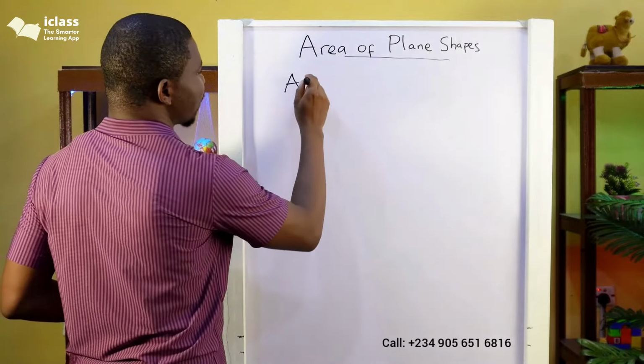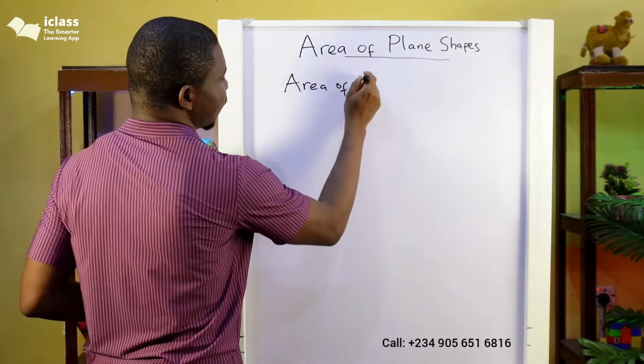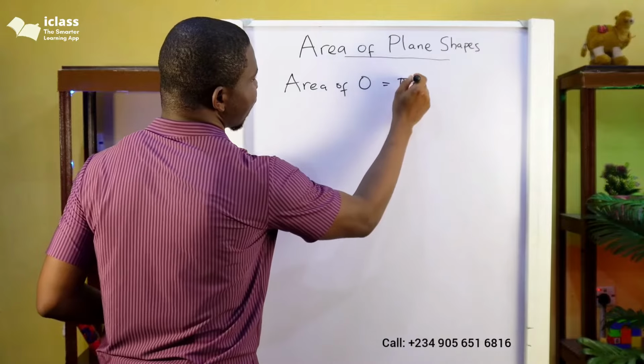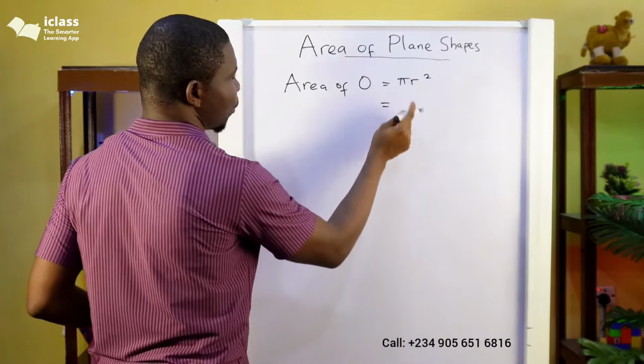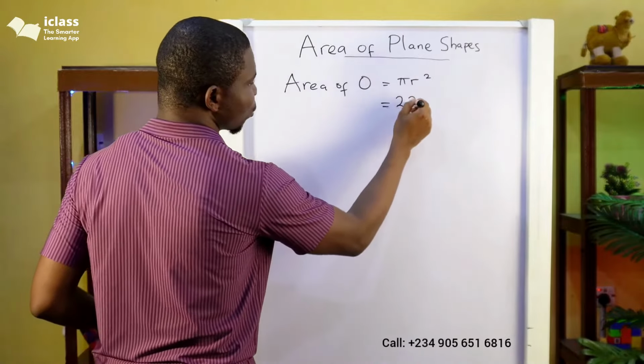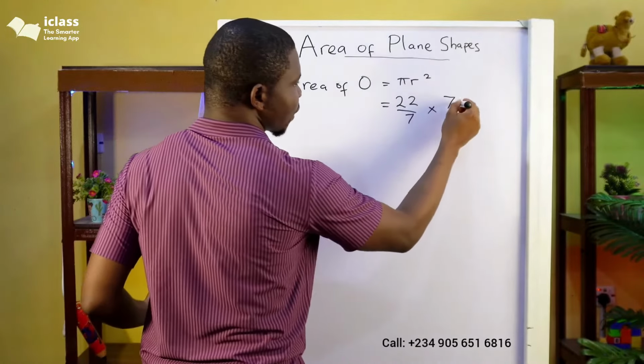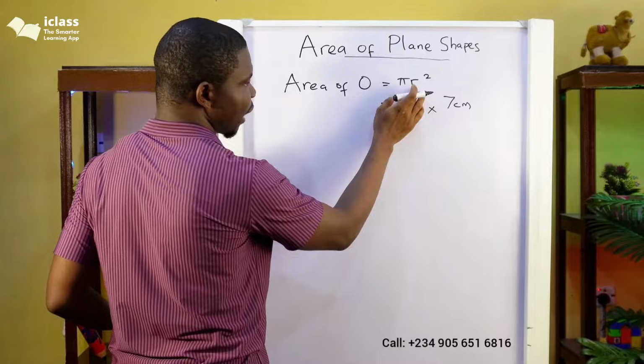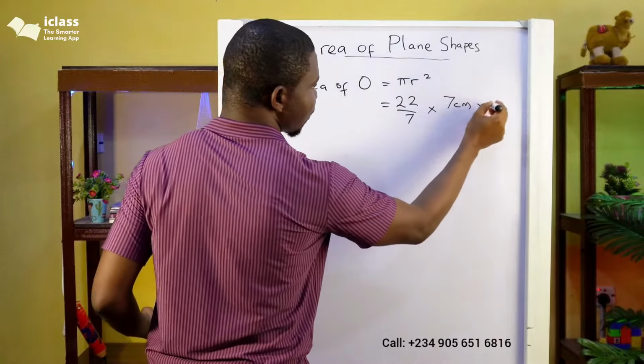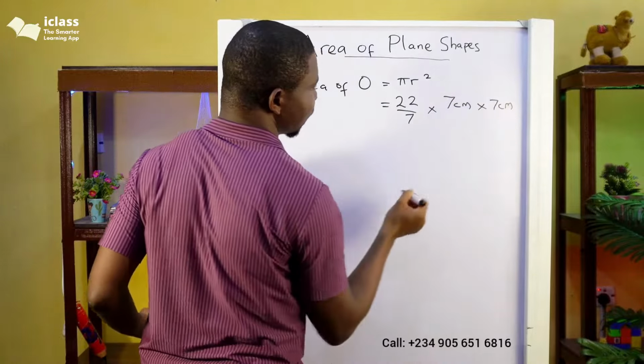Remember that the formula for area of a circle is pi r squared. And we are told that pi is 22/7. The radius is 7 centimeter. But we have r squared, so this will be 7 times 7 centimeter.